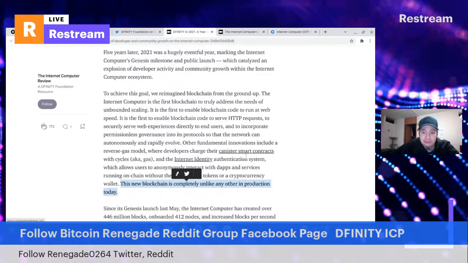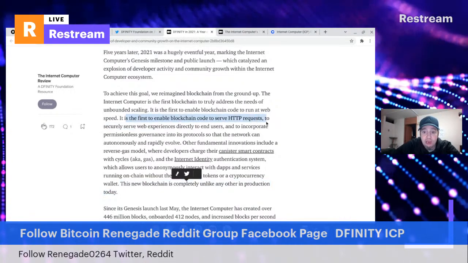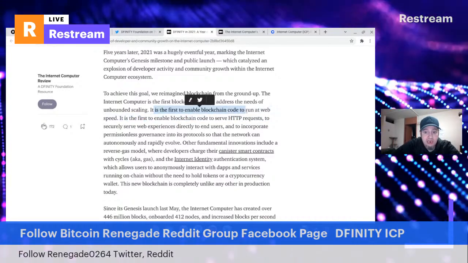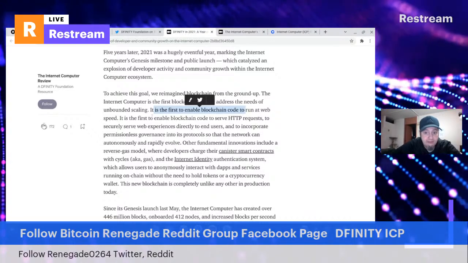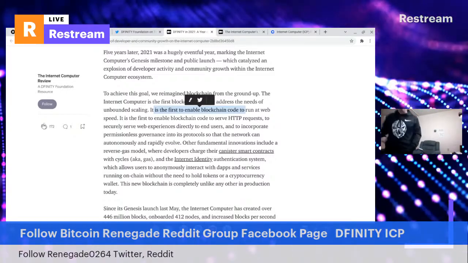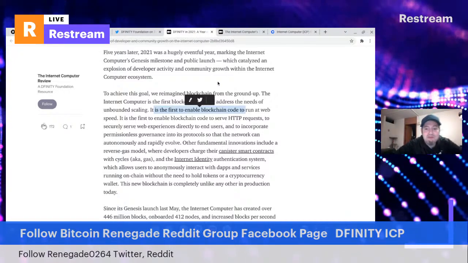Why? Well, let's go back up here. It is the first to enable blockchain code to serve HTTP requests to securely serve web experiences directly to end users. It is the first to enable blockchain code to run at web speed. All right, I'm done. I don't have to say anything else. I mean, what else do I need to say? I'm truly baffled.